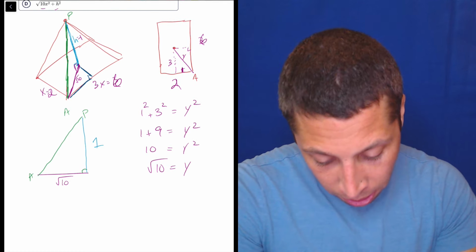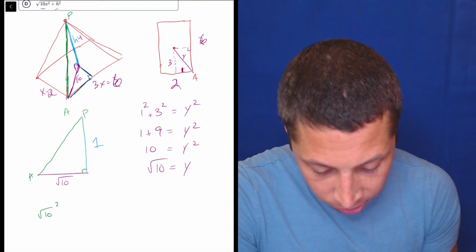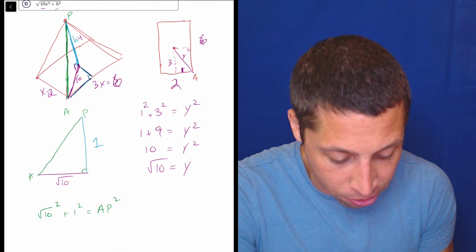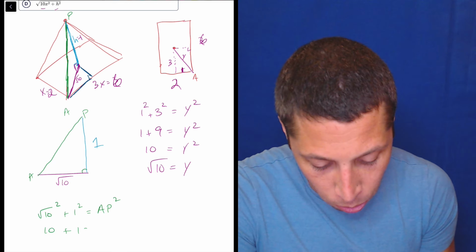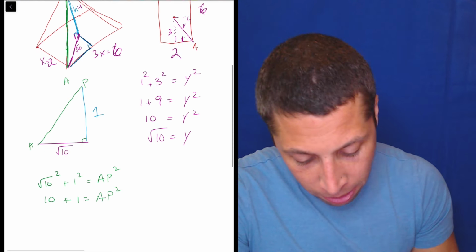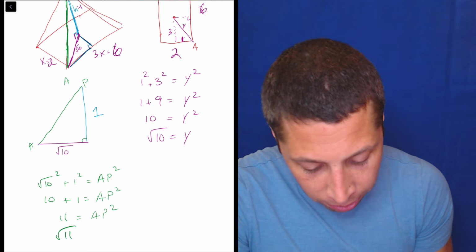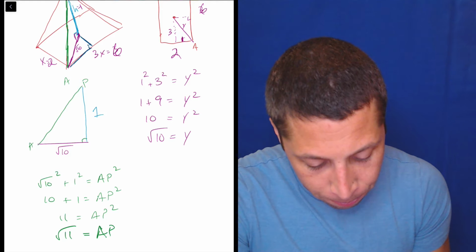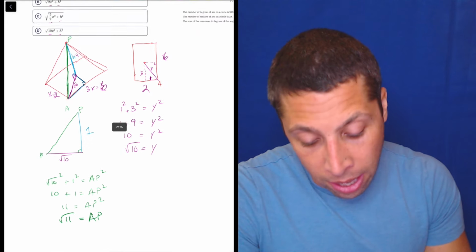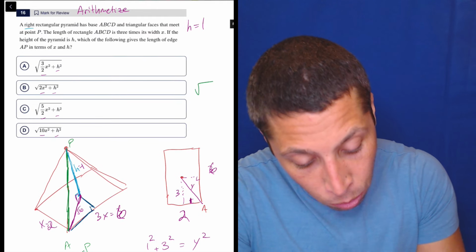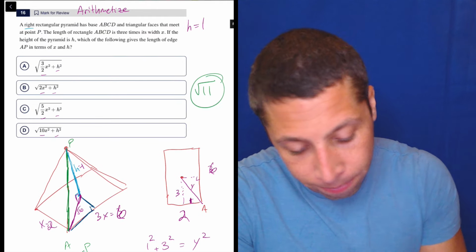Again, basic Pythagorean theorem here. So let's just do it. We have radical 10 squared plus 1 squared is equal to AP squared. So 10 plus 1 is AP squared. 11 is AP squared. So radical 11 is AP, right? Square root both sides. Now, obviously, that's not an answer choice, but that's what we're looking for.